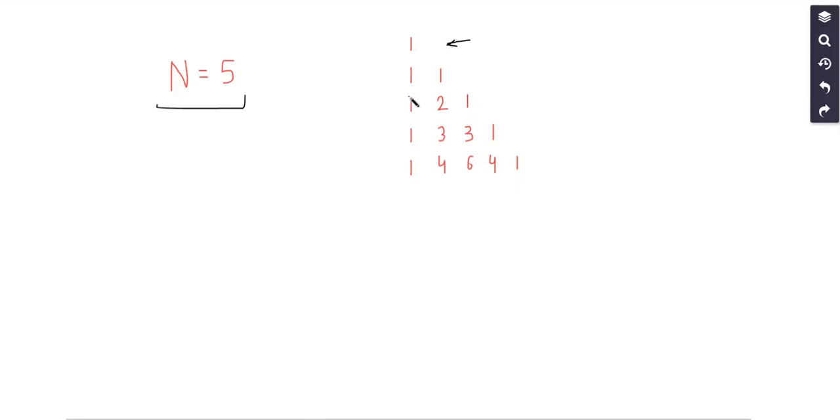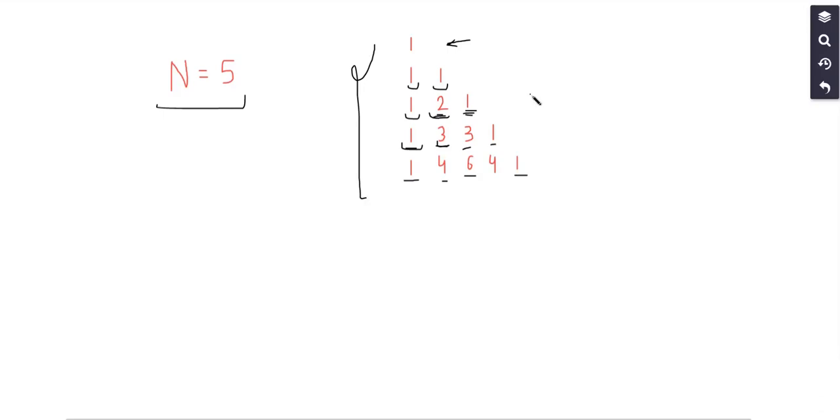In the third row, we write 1, then we write the sum of this 1 and this 1, that is 2, and then finally we write 1. In the next row, we have 1, then the sum of these two numbers, that is 1 plus 2, it is 3, then 2 plus 1, it is 3, then finally 1. Then in the fifth row, we start with 1, we write the sum of 1 and 3, that is 4, the sum of 3 and 3, that is 6, the sum of 3 and 1, that is 4, and finally we write 1. So this is Pascal's triangle for 5 rows.